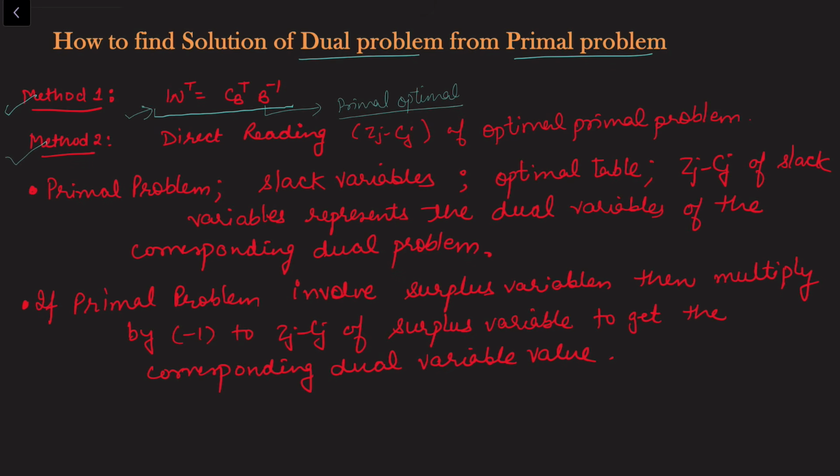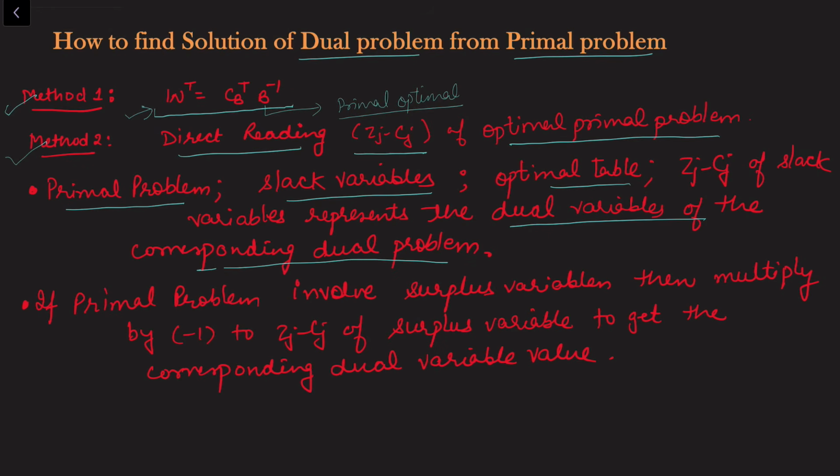Now method 2 is direct reading from the Zj minus Cj row of the optimal primal table to find the dual problem solution. In primal problems, the Zj minus Cj of the slack variable in the optimal table represents the dual variable of the corresponding dual problem. How this representation is done, I'll explain with an example. And if the primal problem involves a surplus variable, then we just need to multiply Zj minus Cj by -1 to get the dual variable.